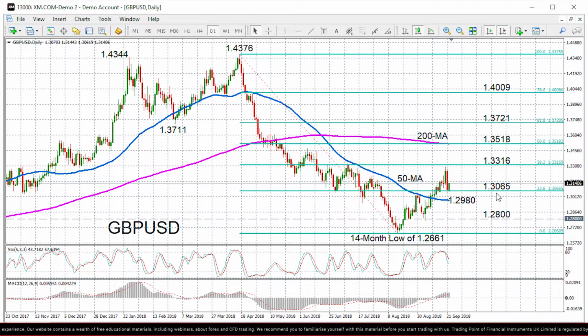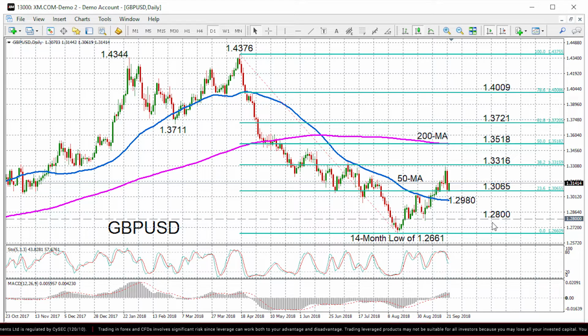If we do see a break below the 1.3065 level, we could then see the pair heading towards the 50-day moving average at around 1.2980. A break below the 50-day moving average would risk shifting the near-term bias back to a more bearish one, and then we could see the 1.28 handle coming back into range.